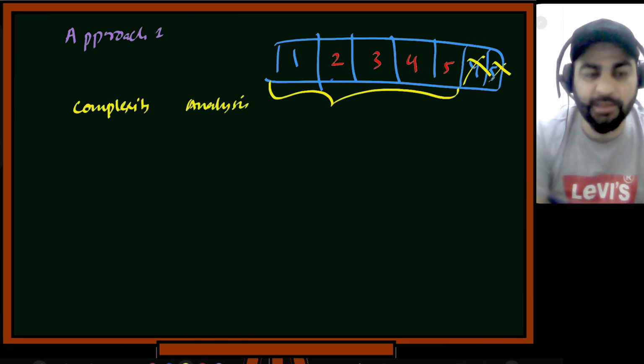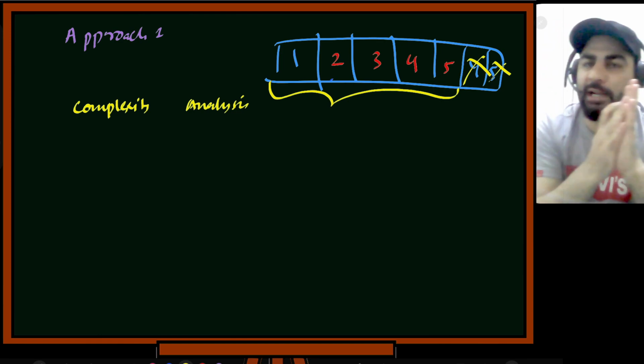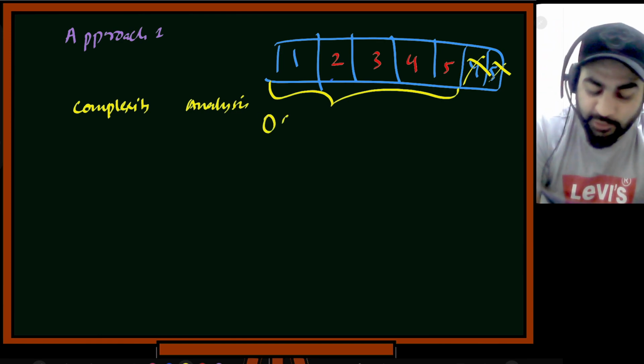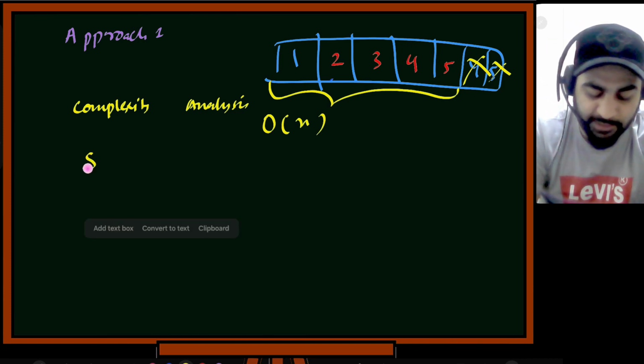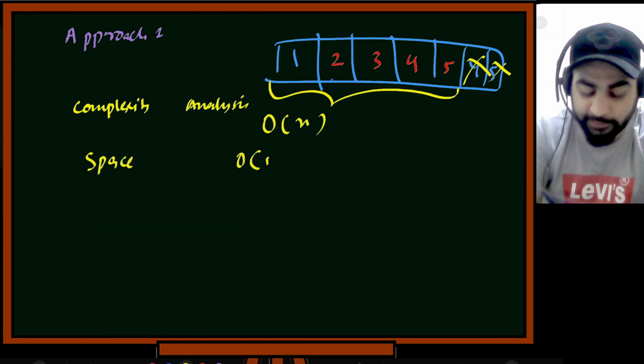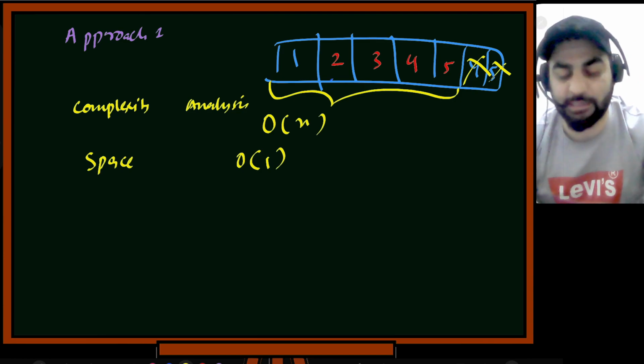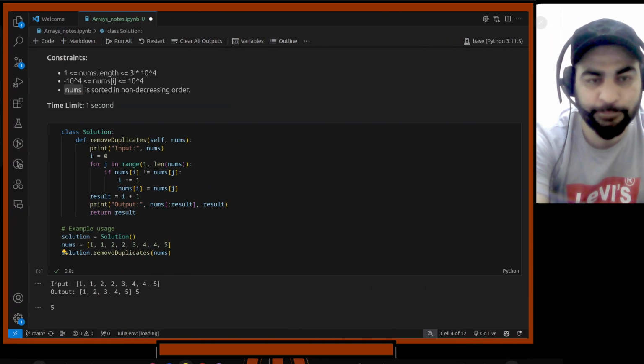So how much time does it take? I think it takes order n because we iterate through the whole array. So we do not go back and forth. Okay. So what is the space complexity? I think space complexity is order 1. Okay, this is the algorithm. So let's see it in the code and we'll just analyze it there.